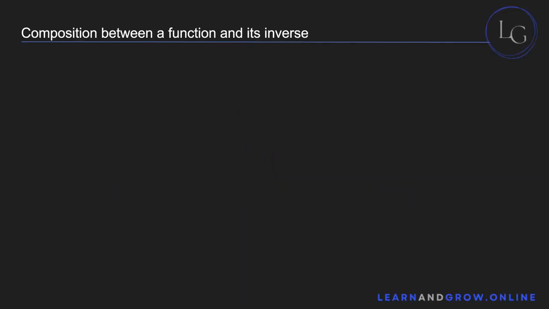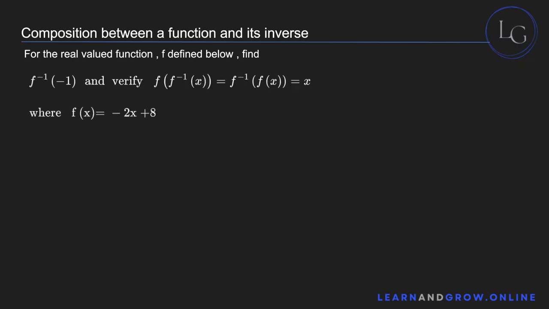Now let's see the composition between a function and its inverse. It says that we have to basically find f inverse of -1 first, and f of x is given to us. So first we need to find f inverse of x and then input -1. And then we have to verify that f of f inverse of x and f inverse of f of x is equal to x. Okay?